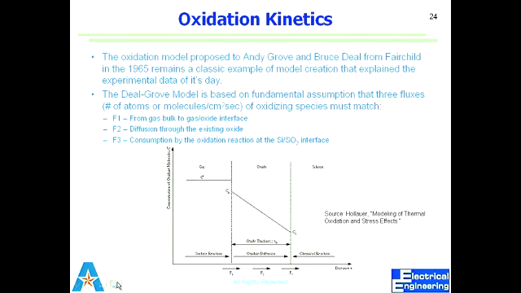Now once it gets to the interface, it's going to react. So what do we define for reaction? To define the speed of reaction, we define the reactivity or reaction coefficient. This is how fast that reaction occurs. So these three fluxes depend on entirely different factors. In one case it's the supply at the front, the other case is the diffusion coefficient, and the third one is the reaction coefficient.